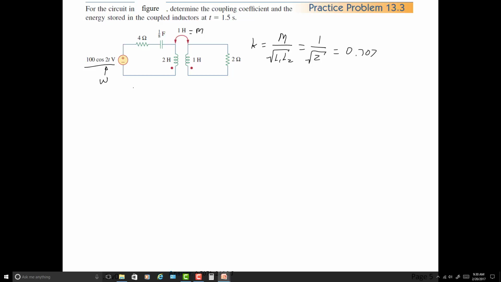So at omega equals 2, let's just get some numbers in front of us. Omega t is equal to 3. Okay, so we're going to want to plug that in. And this is 3 radians, right? And I'm going to say, because I looked it up, it's about 172 degrees if we need that. Okay, so let's find our currents. We've got to find the currents using mesh.